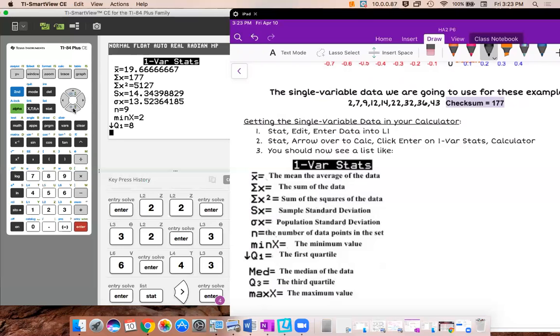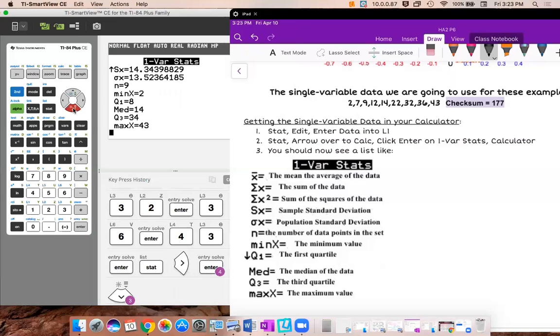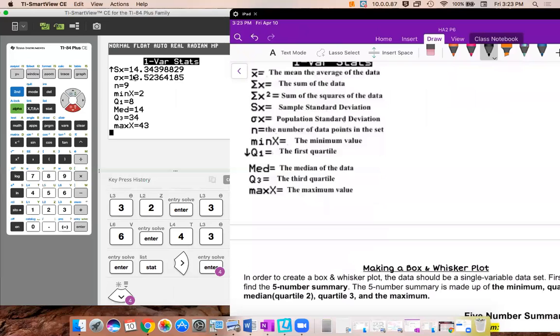And then you have this 5-number summary down here, which is going to help us make our box and whisker plot. This one is your minimum. This one is your quartile 1. This is your median, quartile 3, and then your maximum. So this is considered our 5-number summary that we're going to use to create our box and whisker plot.